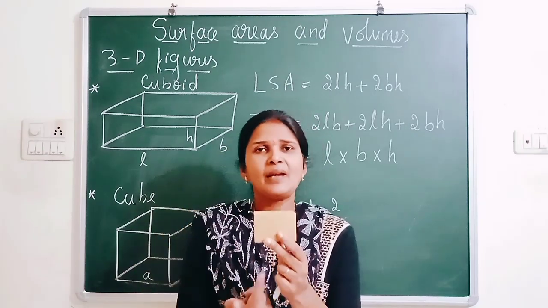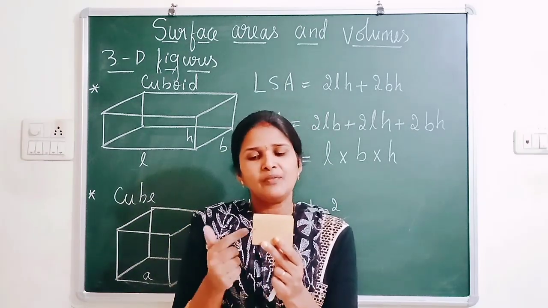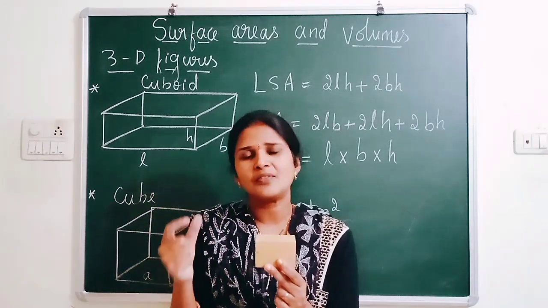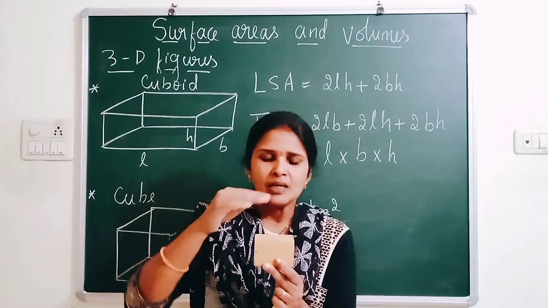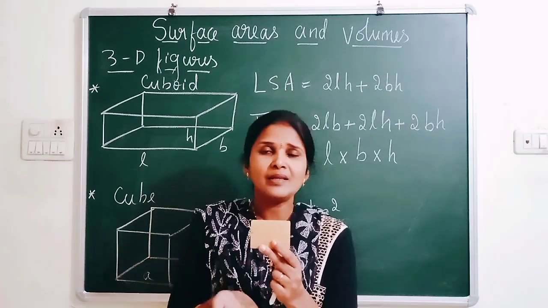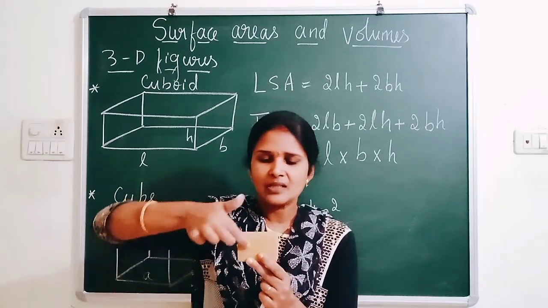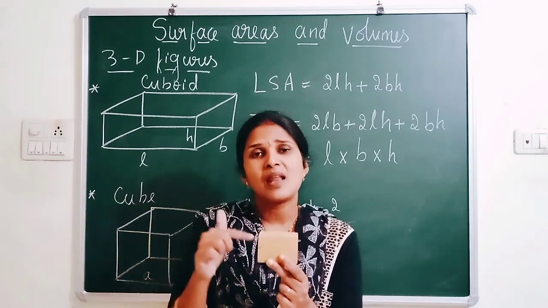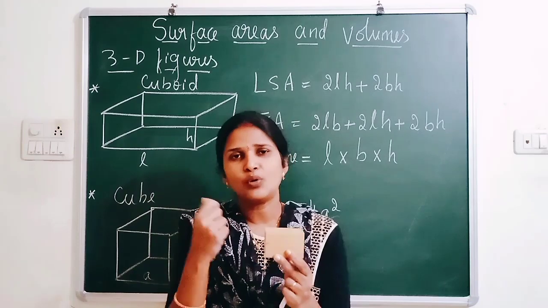Leaving the top and the bottom of the figure, when we take only the side faces, that we call the lateral surface area. I repeat, leaving the top face and the bottom face, if I consider the four side faces, then we call it the lateral surface area. Then how to get the formula?